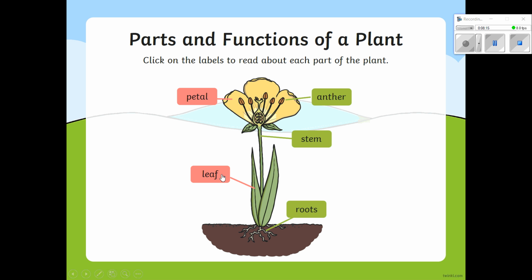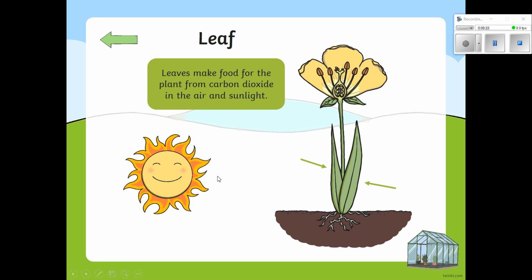Next, we're going to learn about the leaf. Can you see the leaves coming off of this flower? Let's learn about the leaves. So the leaves here make food for the plant, and they make food from the carbon dioxide in the air and from the sun. And you'll learn lots more about this when you get a little bit older and you go into big school. You will learn all about food for plants. But all we need to know now is that the leaves help to give the flower some food. Okay.